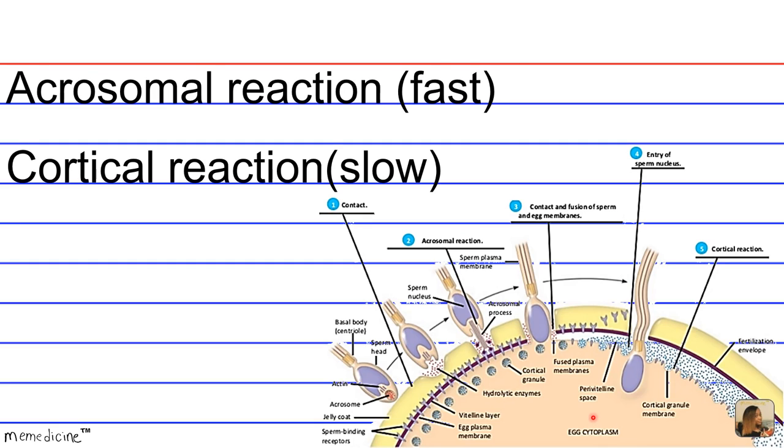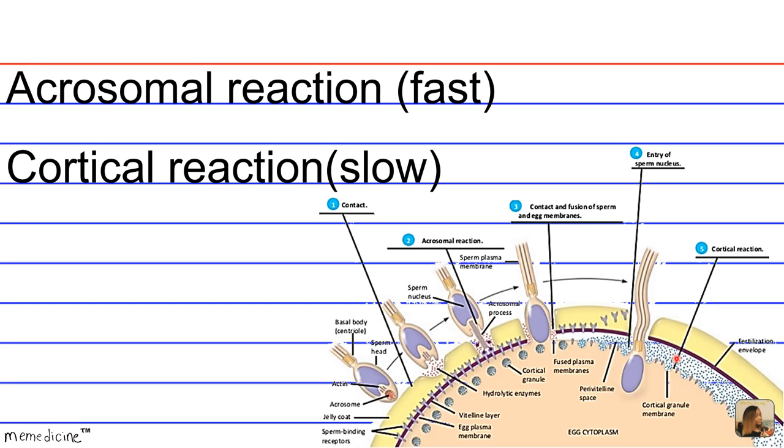And what this does is the calcium ion release then triggers a release of these granules, cortical granules in the egg. And what they do is they fuse with the plasma membrane and discharge their contents. And this leads to the swelling of the perivitelline space.